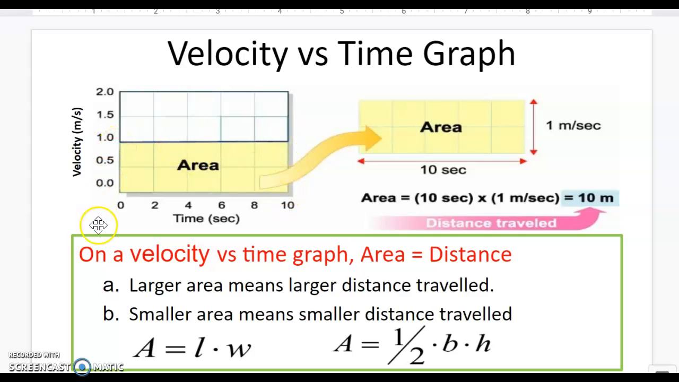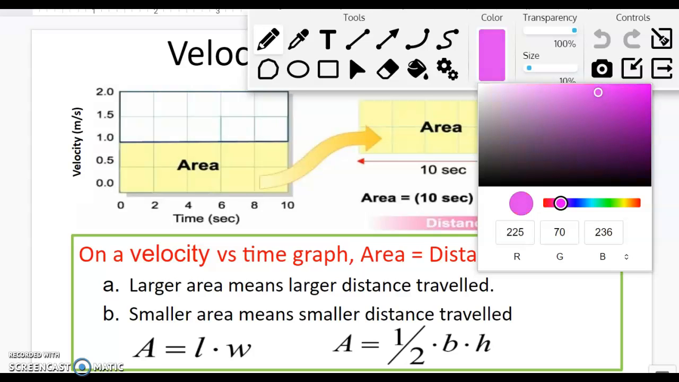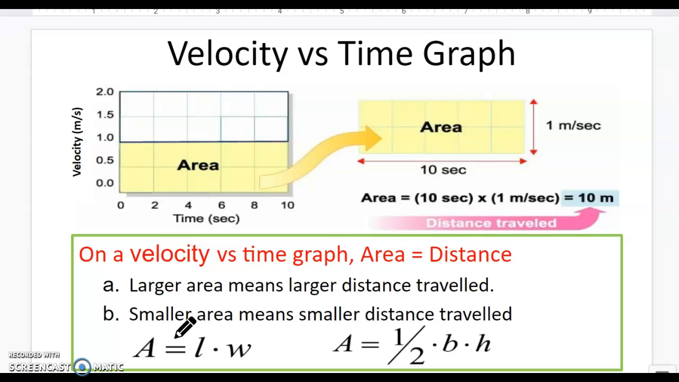But if we wanted to figure out the distance, how far something went on a velocity versus time graph, we could do that by finding the area. So the area is something that we learned before in math class, but area is the same as length times width when you're talking about rectangles. It's 1/2 base times height when you're talking about triangles.